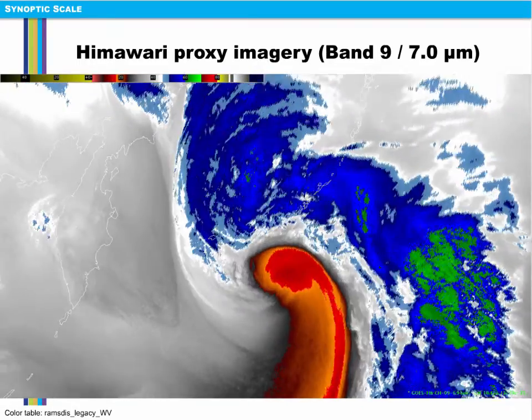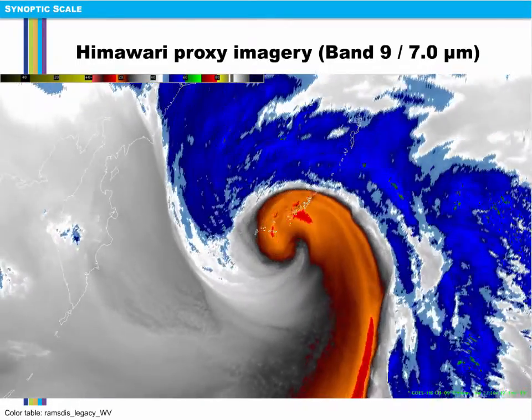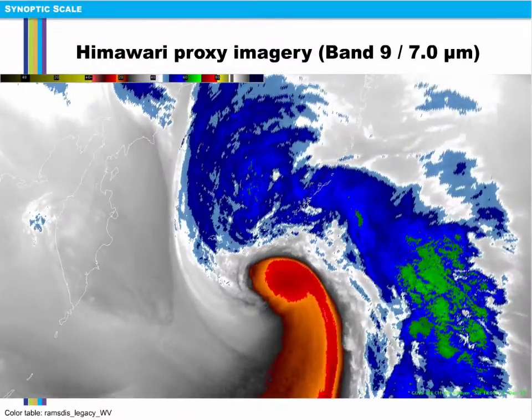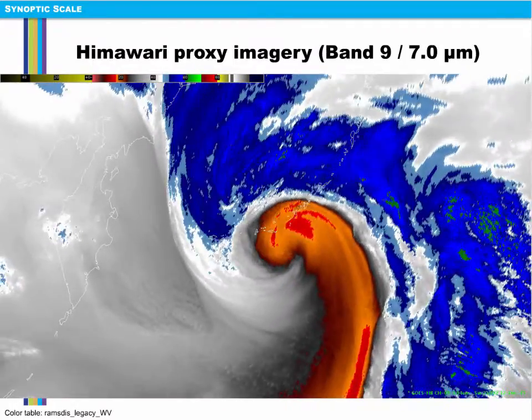A sting jet refers to the fast-moving descending air from the tip of the cloud head into the dry slot ahead of it. It usually doesn't last for more than a few hours.